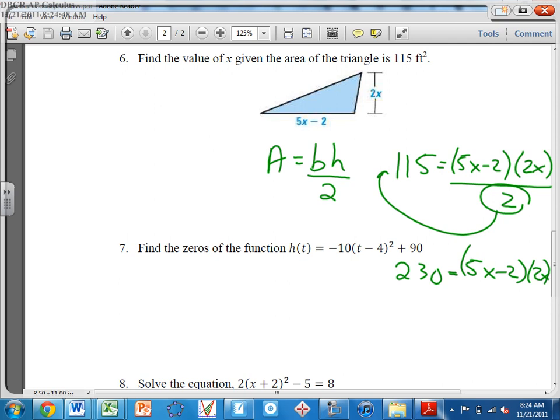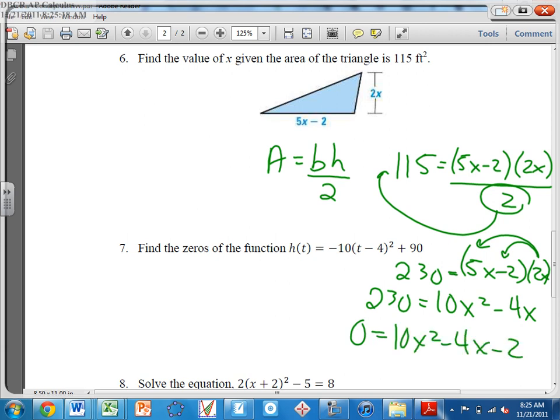Now on the next line, what should I do to solve this? What do I need on one side of the equation? 0. So I have to distribute over here and then move the 230 over. So 230 equals 10, again I'm distributing this 2x to both of these, 10x squared minus 4x, and I have a 230. What should I do with the 230? Move it over. So subtract it. Remember, whenever you move something over to the other side of the equation, just switch the sign. You don't actually have to think about subtraction. If you're going to move the whole term over, just switch the sign.